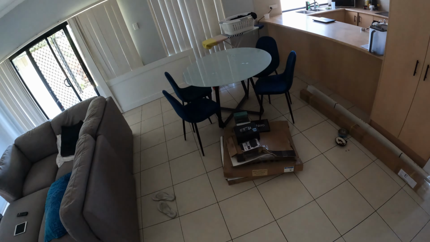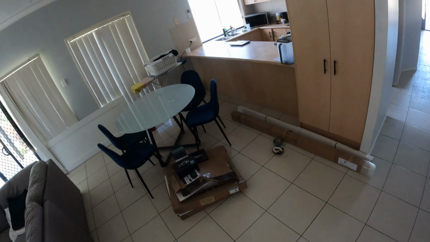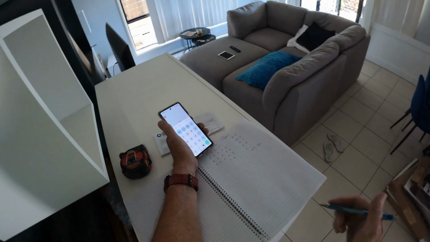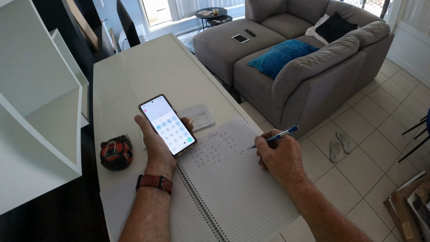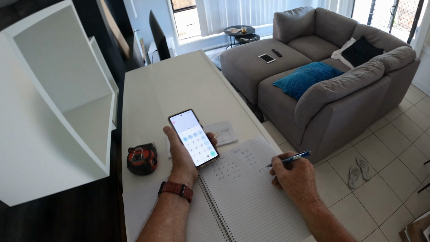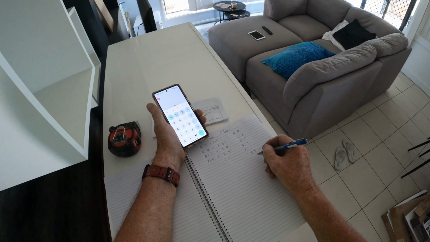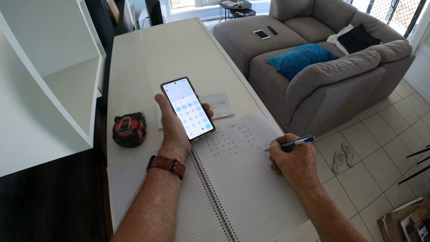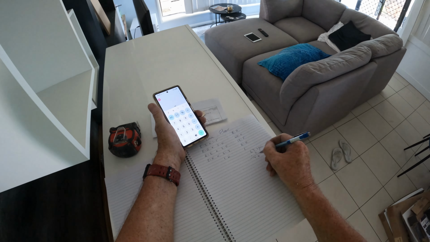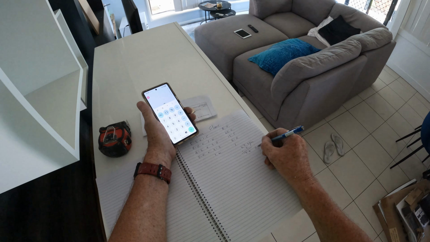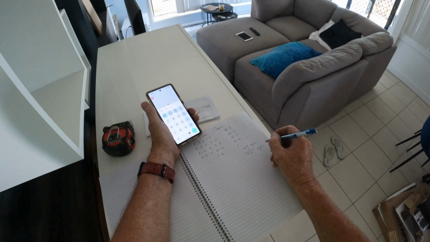I allowed a little bit for the bench and that, so we need to add on about 10%. So 10% of 67 is 7, so we add that on, which is 74 square meters. And that's what I priced the job at, because that's what it takes. So there's 74 square meters.